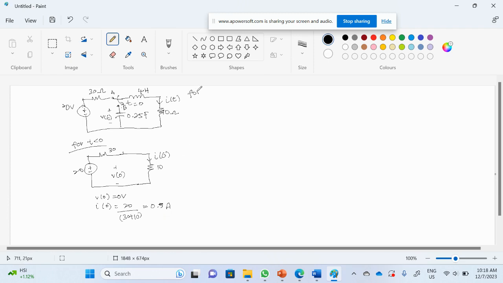And then, kita buat for t more than 0. Switching sekarang ke bawah. So, kita ada capacitor, inductor dan resistor. Okay, so 4 Henry. This is our iL. 10 ohm. 0.25 farad and plus minus vC dekat sini. Okay, so for t more than 0, value apa yang kita cari? Kita akan cari dia punya derivative value kan?